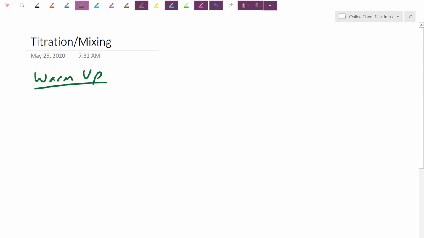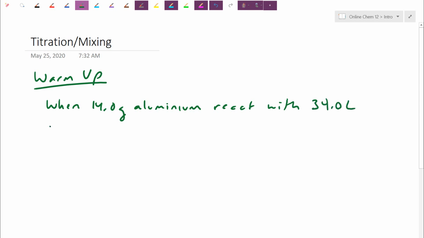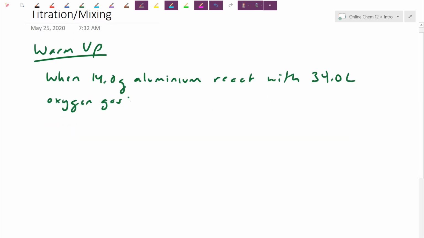I'm going to give you this reaction. When 14 grams of aluminum, sometimes they like saying aluminium. Aluminium is still the same element, aluminum here. When 14 grams of aluminum react with 34 liters of oxygen gas. I'll give you the expression for you here.